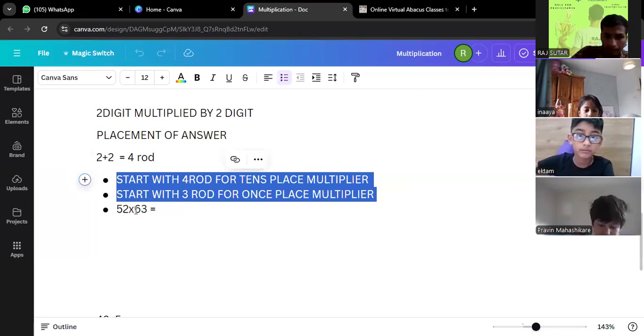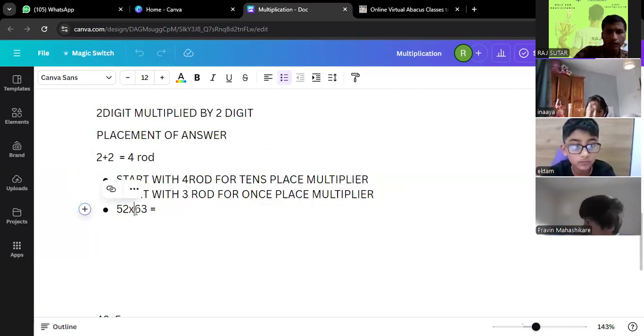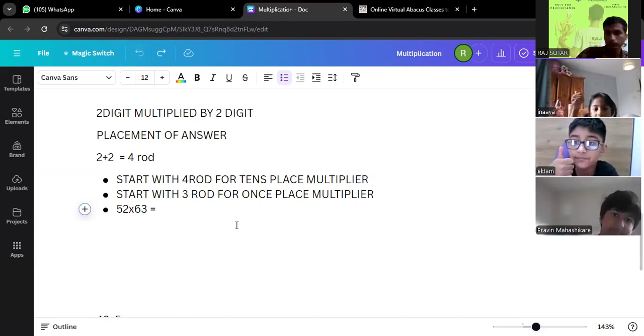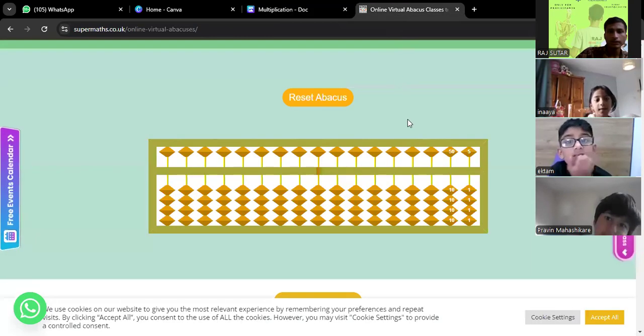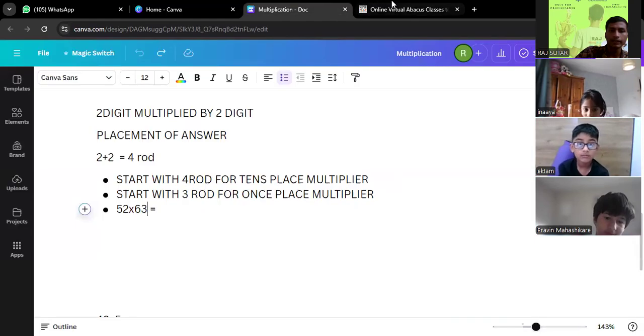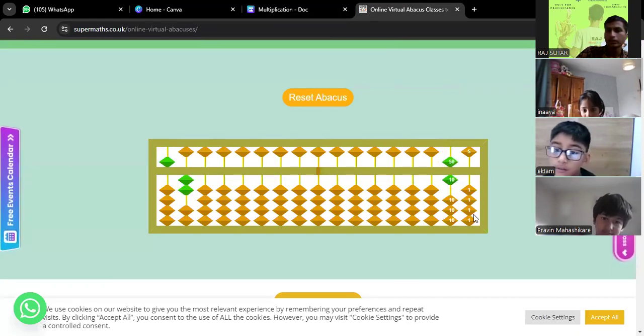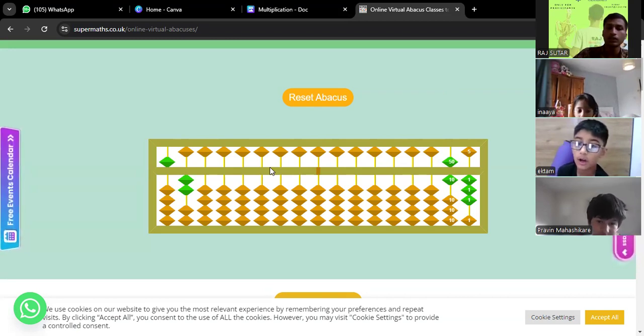Okay. So for example, it is 52 multiplied by 63. So in 63, 6 is the tens place and 3 is the ones place, right? Yes or no? Yeah. So let's write the sum. Here we will write 52 multiplied by 63. Okay. So first of all, 1, 2, 3, 4. This is our fourth rod. Start with the fourth rod.